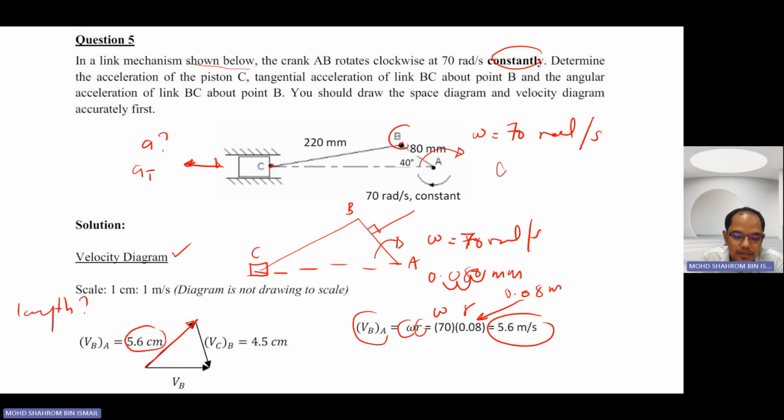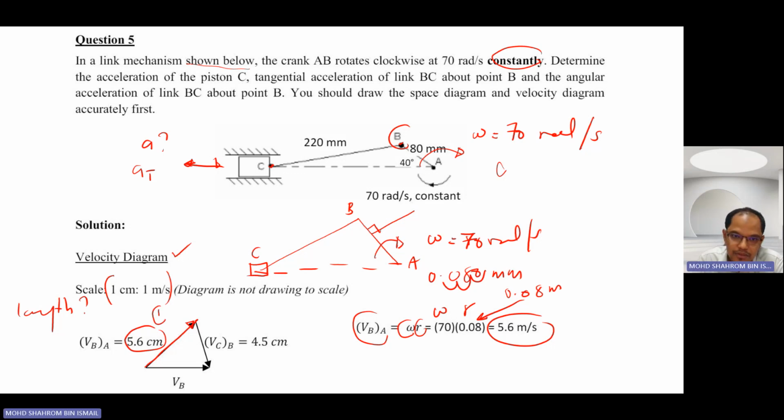Of course, before you start to draw the velocity diagram, you need to put a scale. Let's say for this one, 1 centimeter is equivalent to 1 meter per second. Okay, so this is your first step.